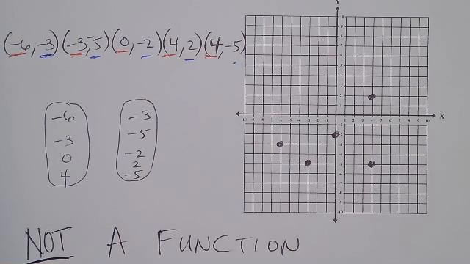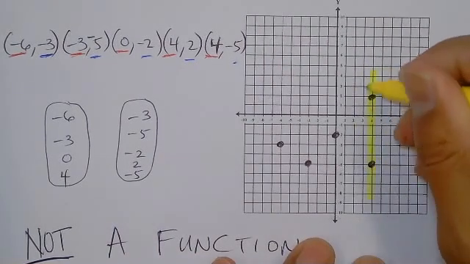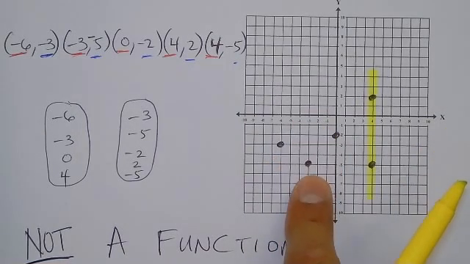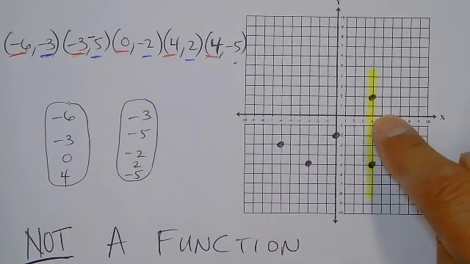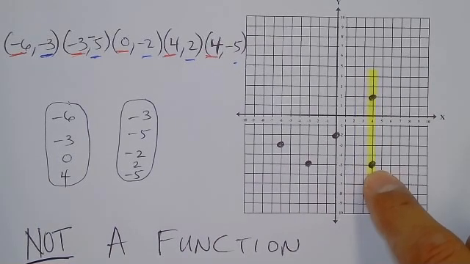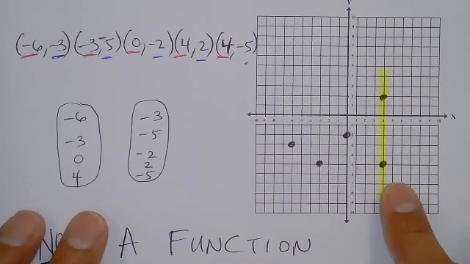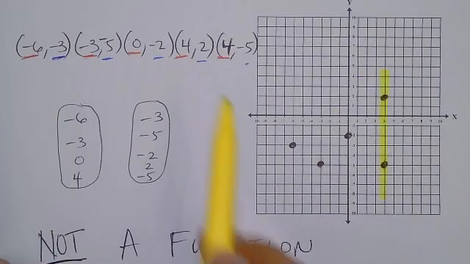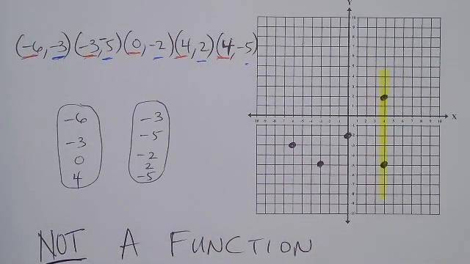Because according to the definition, each input has to only be paired with exactly one output. Can one X go to two Y's? No. Everybody see right here is where it fails? This one's fine. -6 only goes to 1. -3 only goes to 1. 0 goes to 1. But 4 goes to 2, and then 4 goes to -5. You see that? So this one is what? This one's not a function. Okay, I can see on a graph when it would fail. How will you know when you look at a set of points if it fails?